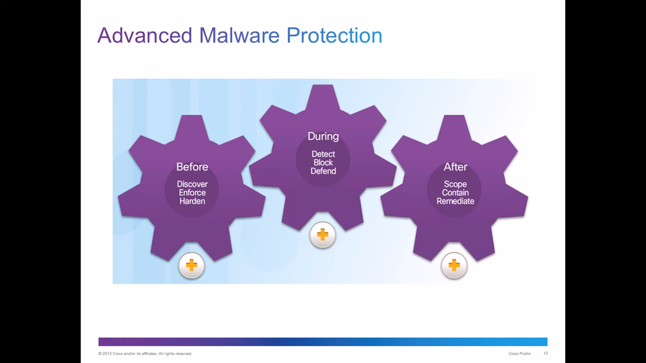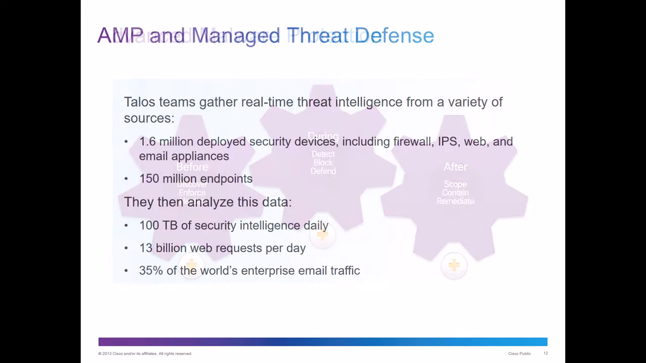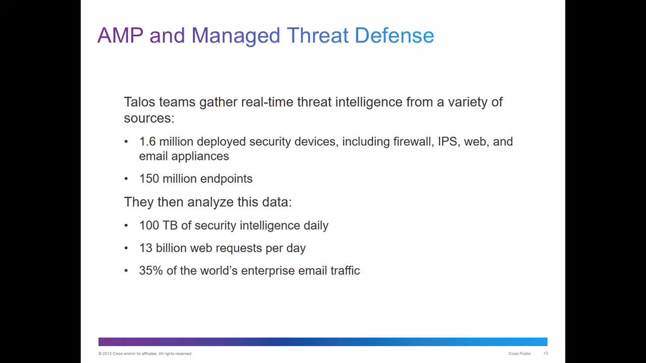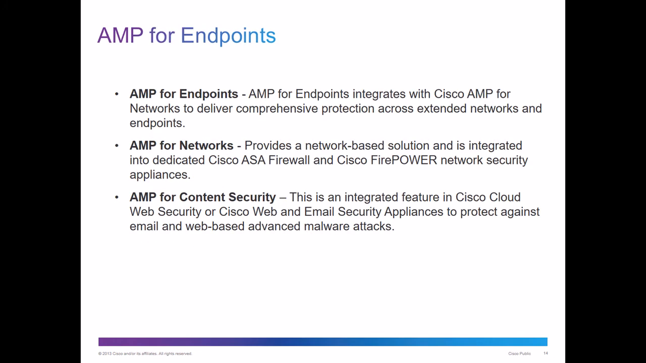We talked about that because it can protect against threats before, during, and after an attack. You can have up to 1.6 million security devices and 150 million endpoints, which is where they gather all that information from. So a lot of information about threats is being gathered in real time. 100 terabytes of security intelligence are analyzed daily, along with 13 billion web pages. So AMP can do a lot to find out all the different types of vulnerabilities that are out there. You can have AMP for endpoints, networks, or even content security if you want to, but mostly it's used for endpoints, on your workstations.